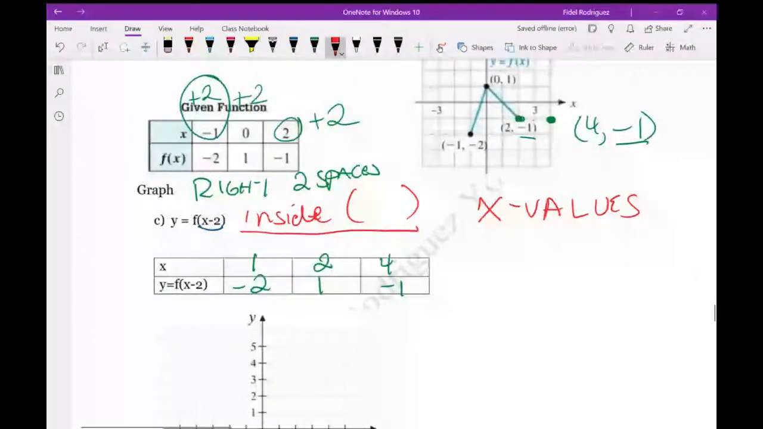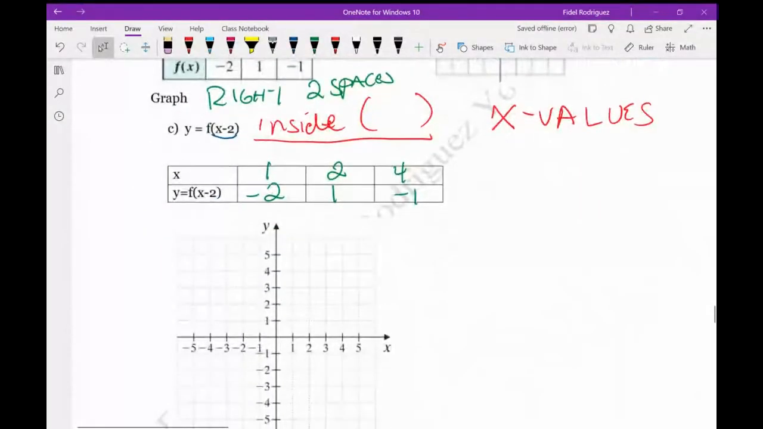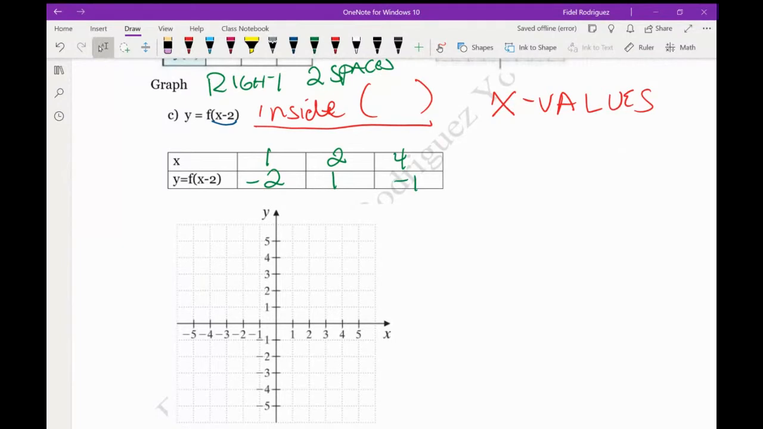So now that we have this, let's go ahead and plot these points. So that's exactly what I'm going to do. I'm going to say, look, the first point is 1 and negative 2. So 1 and negative 2 is right here. 2 and 1 is right up here. And 4 and negative 1 is right over there.